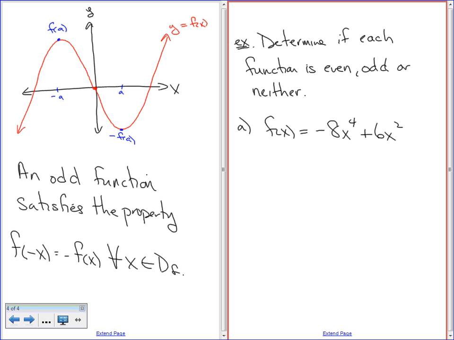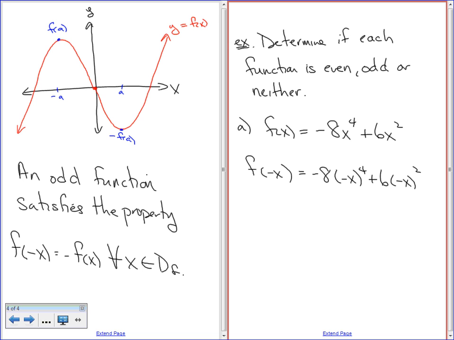Okay? What you do is you write down f at negative x, which just means substitute negative x into the function. So you'll do that. Everywhere you see an x, you're going to replace it with negative x. That's your first step. Your next step is to simplify.